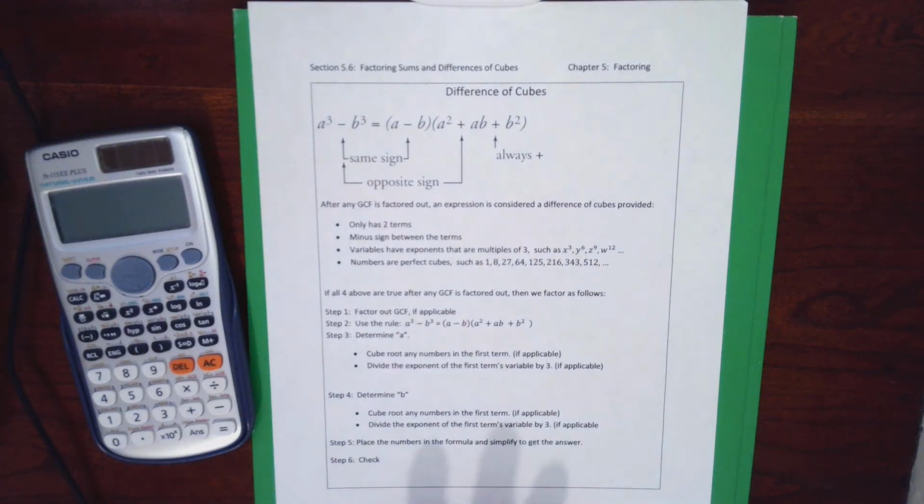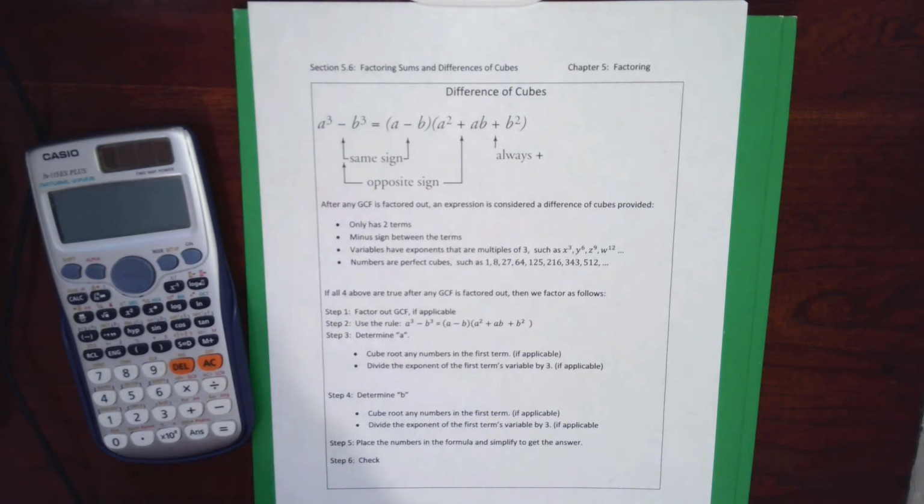So in section 5.6, we're going to continue factoring problems that have two terms. But instead of being squares like they were in the previous section, we're going to factor cubes. We're going to factor cubes with plus signs and cubes with minus signs. Cubes with plus signs we're going to call sums of cubes. Cubes with minus signs we're going to call difference of cubes.